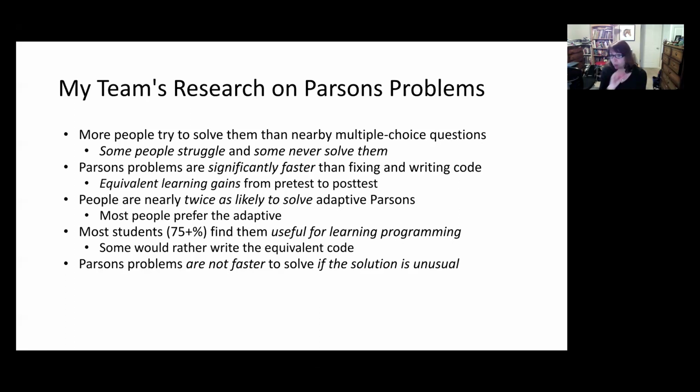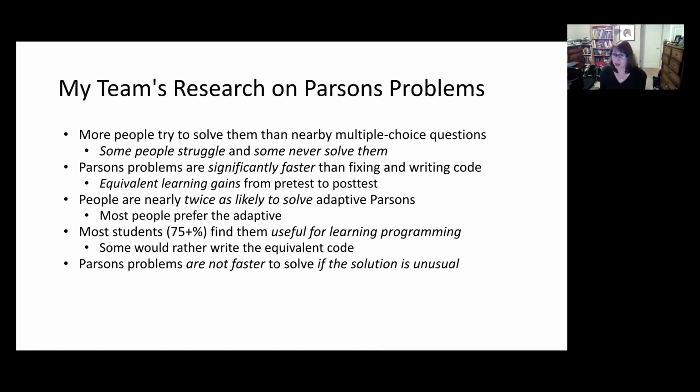I did some randomized controlled experiments of solving Parsons problems versus fixing the equivalent code versus writing the equivalent code. And we found that there were equivalent learning gains from pre-test to post-test. There were learning gains and they were equivalent, but the students were significantly faster at the Parsons problems than at either fixing or writing code. They were actually the worst at fixing code, which is not surprising with beginning students.